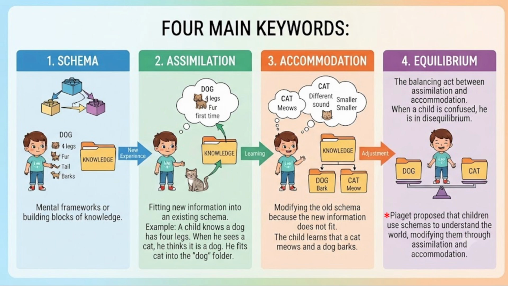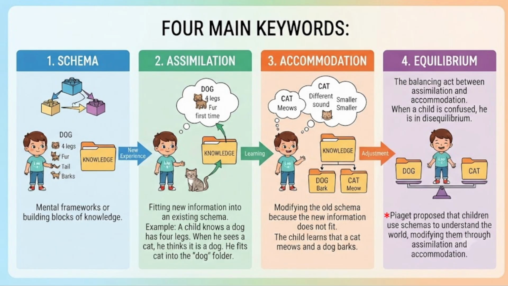A child knows a dog has four legs. When he understands by his knowledge of dog, four legs, fur, tail, barks, he gets the experience and knows about a dog. The next is assimilation. He fits new information into an existing schema. So, assimilation is fitting new information into an existing schema.